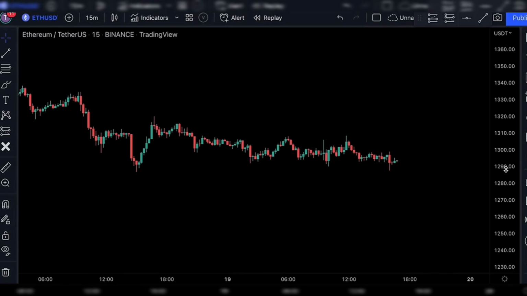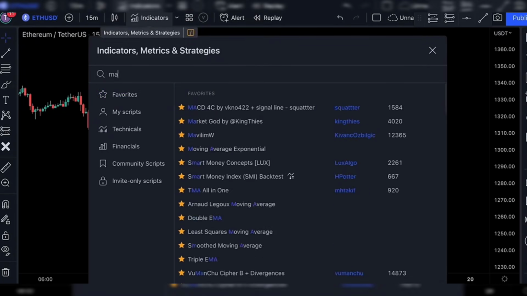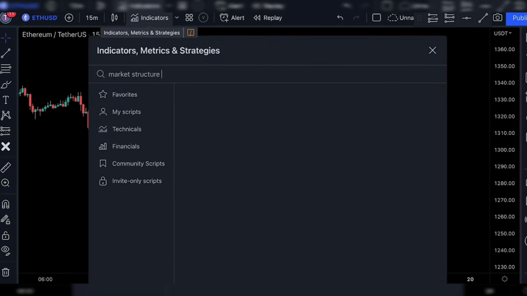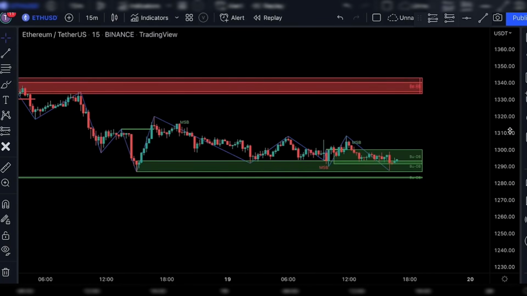Okay, now let's go ahead and search for the indicator the strategy is based on. For that, let's click on the Indicators tab and type in Market Structure Break and Order. It's going to be this indicator by MRayKB. This indicator basically shows the market structure break and order blocks.